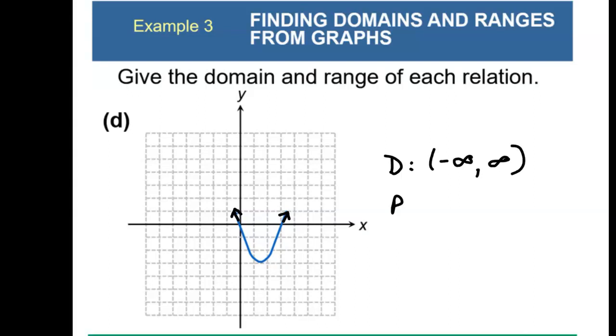All right, the range. For the range, we're going to look bottom to top. We notice that there is no graph down here, right? The graph does not start until y is negative 3, and then it continues infinitely upward. So our range would be negative 3 on up to infinity. Notice that negative infinity and infinity cannot be captured, so there are always parentheses used there.